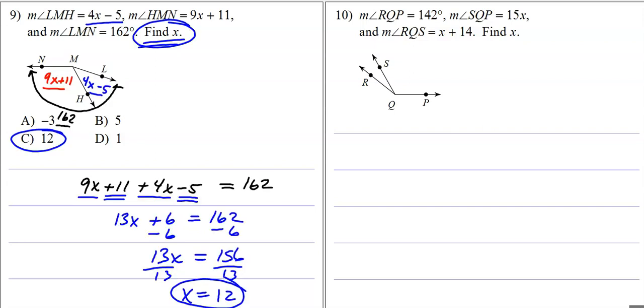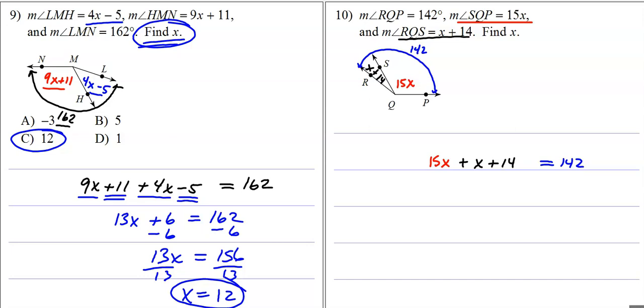All right, number 10. Similar question. RQP is 142. So R to Q to P is this whole big dog here, 142. So setting up an equation, I know that's going to be the one over by itself. And now the smaller pieces, let's see, SQP is 15x, so that's this bigger piece. So 15x. And then I'm going to need to add to that this little fella, RQS, which is x plus 14. Can barely get him in there. So I have to add x plus 14.